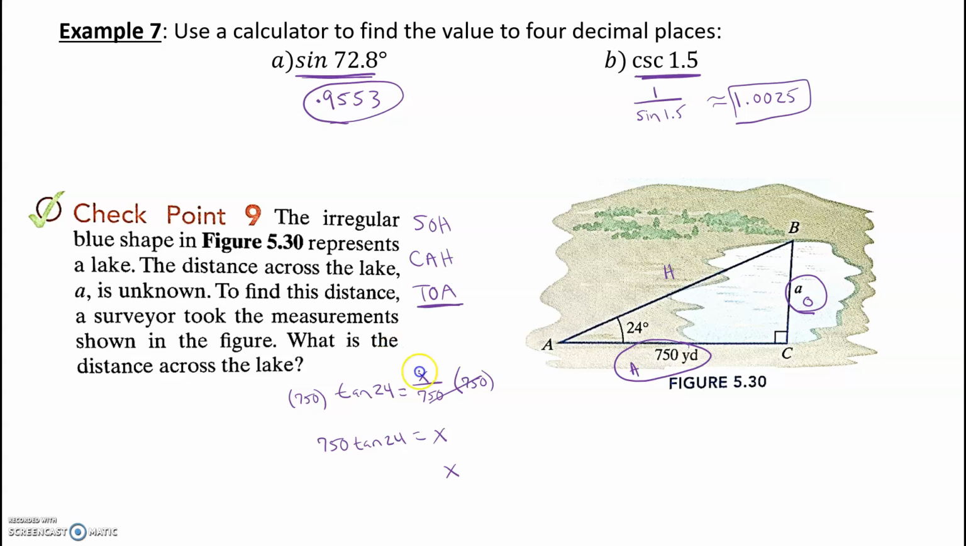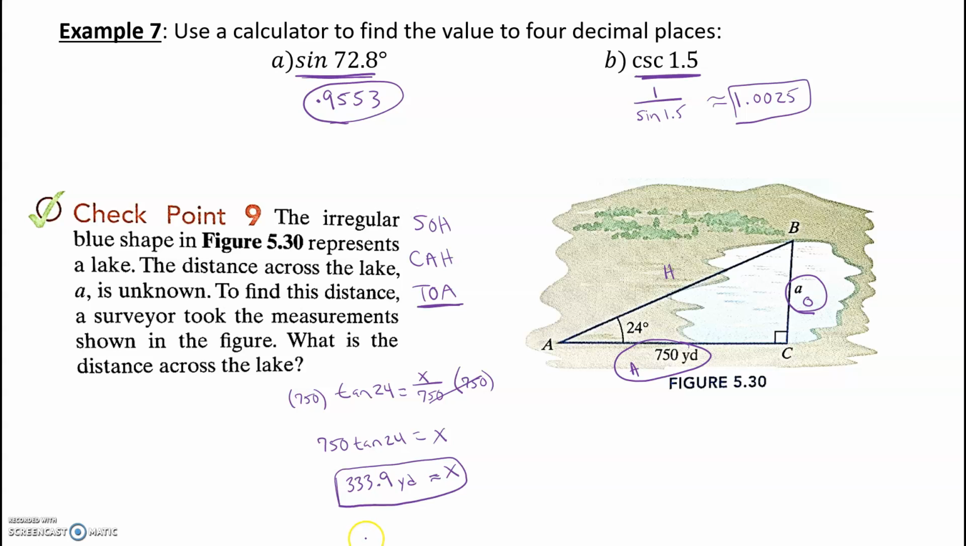It doesn't tell us to round, so let's say to the nearest 10. I got 333.9, and it would be yards. All right, 333.9 yards.